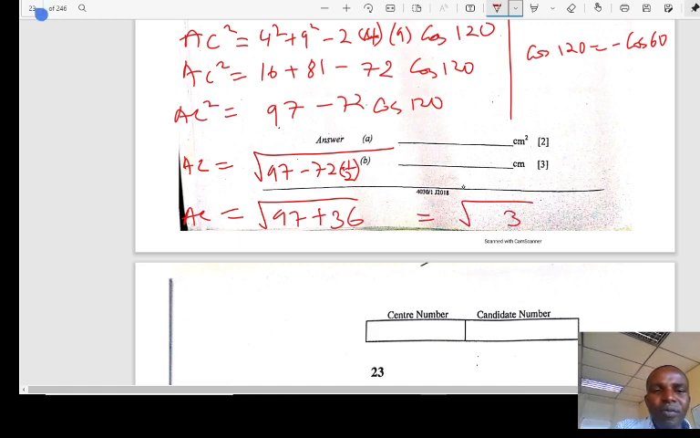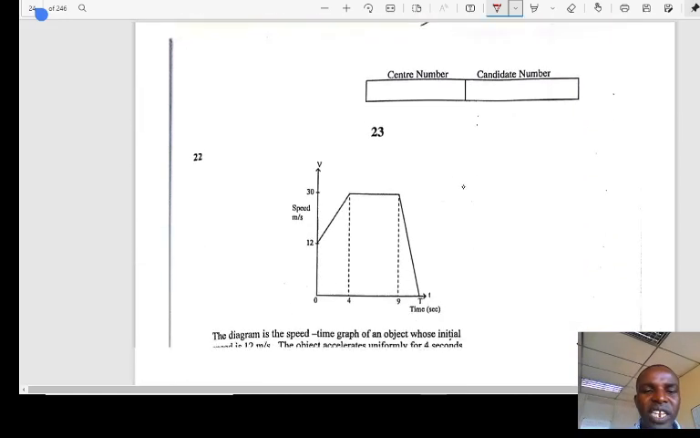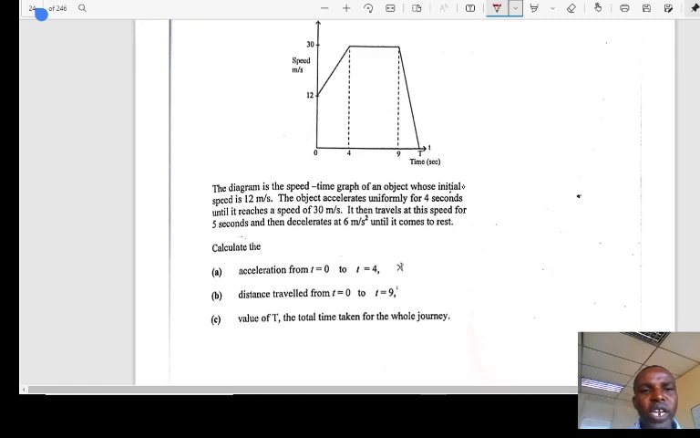Carry 1. It will be 13. So it's root of 133. That will be the final answer, centimeters. Done. Then question number 22.